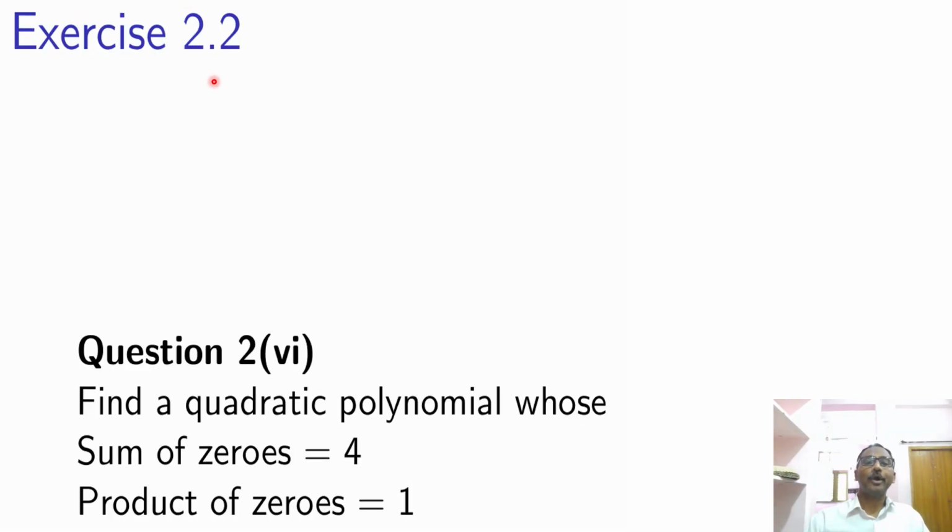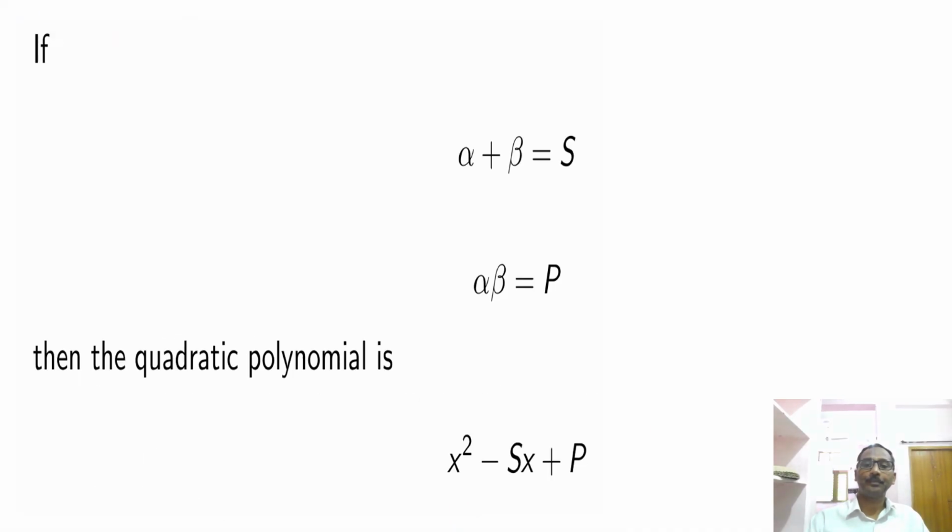Now exercise 2.2, question number 2, sixth bit. Find a quadratic polynomial whose sum of zeros is 4 and product of zeros is 1. So alpha plus beta is equal to s, alpha beta is equal to p, and x square minus sx plus p is the required quadratic polynomial.